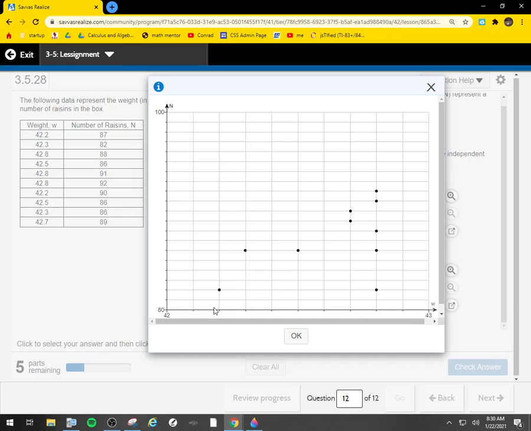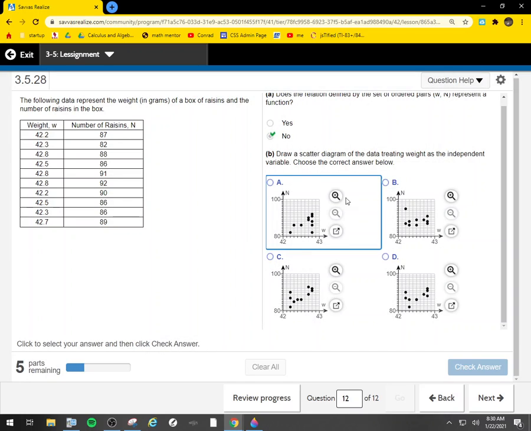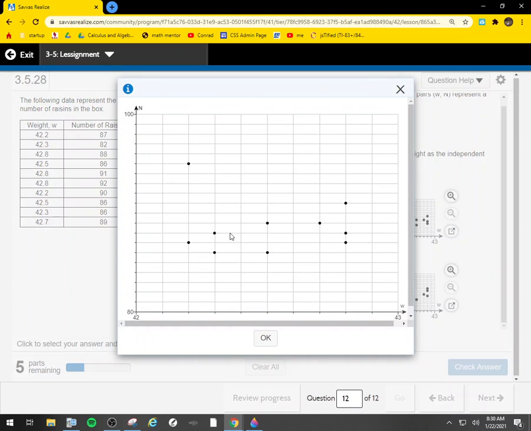So at 42.2, we have 87. 1, 2, 3, 4, 5, 6, 7, 8, 9, 10, 11, 12, 13, 14, 15, 16, 17, 18. Yeah, okay, so these are going by ones. So 42.2, 87. So that should be 1, 2, 3, 4, 5, 6, 7. I should see a dot right here. I don't on this one. So I know it's not that. 42.2 and then 1, 2, 3, 4, 5, 6, 7. Okay, it could be this one.